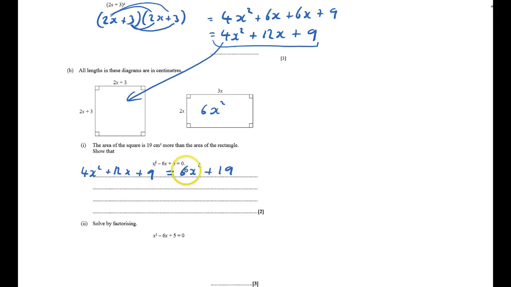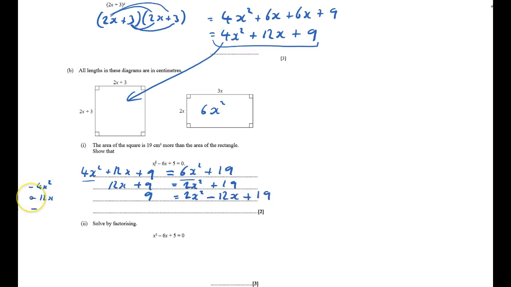Actually, most of mine are on one side: I've got 4x squared here and I've got 6x squared here. So I'm going to take away 4x squared from both sides, and that'll leave me with 12x plus 9 equals 2x squared plus 19. I now need to get rid of my 12x, so I'm going to take away 12x from both sides, and that'll leave me 9 equals 2x squared minus 12x plus 19.